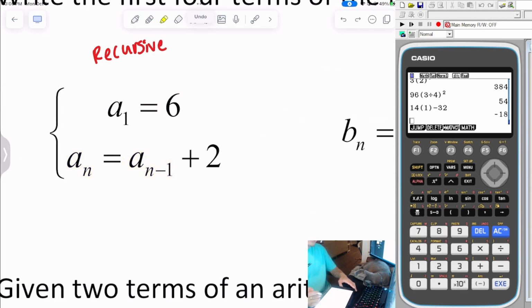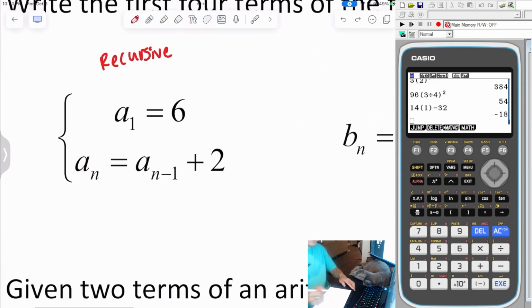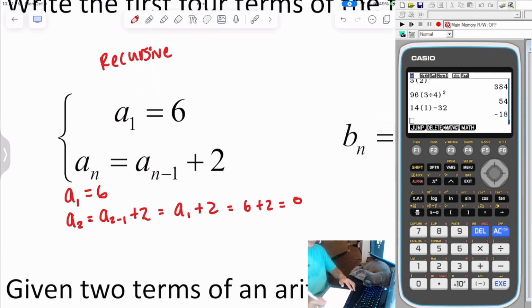So let's see what we can do to find the first 4 terms of the following sequences. Here, I know what a sub 1 is. That's equal to 6. Let's just restate what's provided. If I want to find a sub 2, that's equal to a sub 2 minus 1 plus 2, which is equal to a sub 1 plus 2. And I know what a sub 1 is. A sub 1 was already provided to us, right? That was 6. So 6 plus 2, which equals 8.